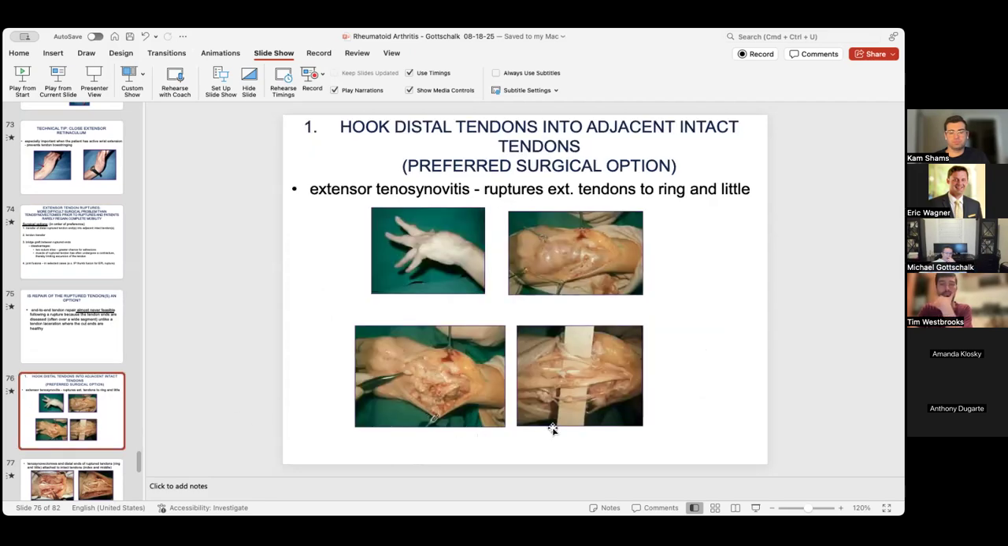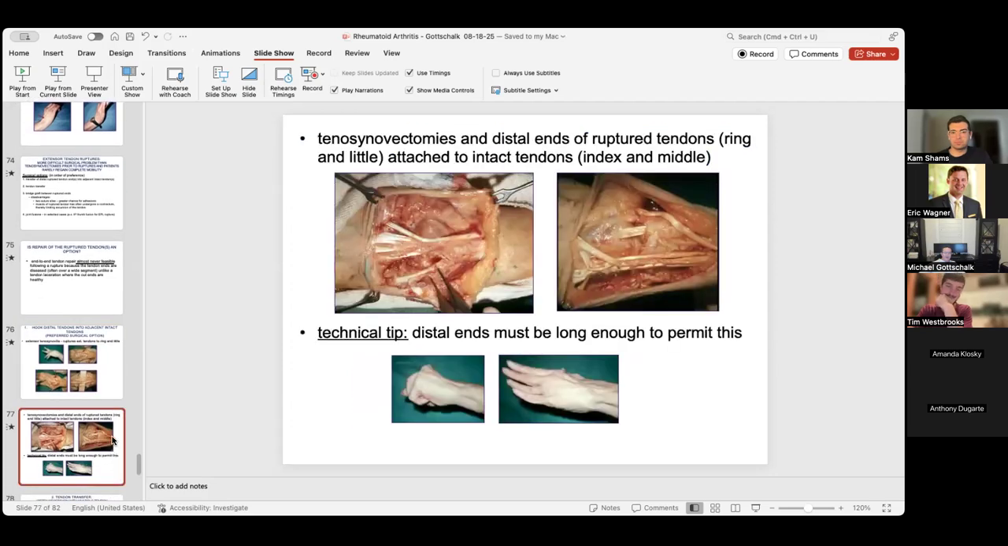So this is what it can look like. You can have a significant amount of issues. Here I'm just going to show you how you can hook the ring and little. Essentially, tenosynoviectomies and distal ends of ruptured tendons, so ring and little attached to intact tendons, index and middle, right? We did one to each one, not two into one. But yet again, technical tip: the distal ends must be long enough to permit this. That's part of the issue, that it has to be long enough. But if done well, it can work.